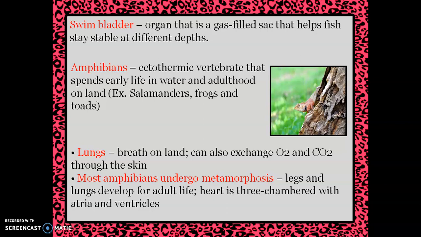Now, most amphibians undergo metamorphosis. Metamorphosis simply means changing form. If you've ever seen a tadpole in the water, tadpoles will become frogs through metamorphosis. They'll lose their tail. Their gills will disappear, and they'll develop lungs, and they will also grow legs. It's a somewhat short process, but they will do that. Amphibians also have a 3-chambered heart. They have 2 atria and a ventricle that will pump blood.